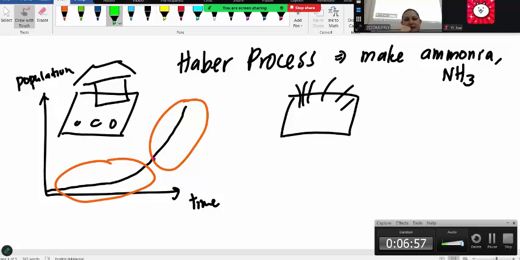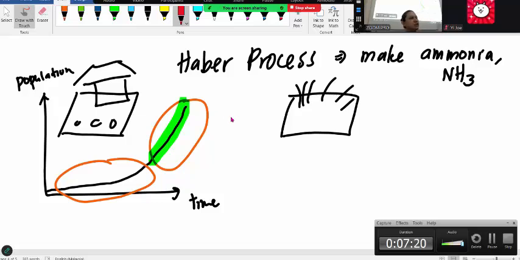But from the 19th century, world population started increasing. Why? Now there's antibiotics, there's better medicine, there's vaccines. So many things make people not die. So with all these people, the population explodes, and you need to feed them.